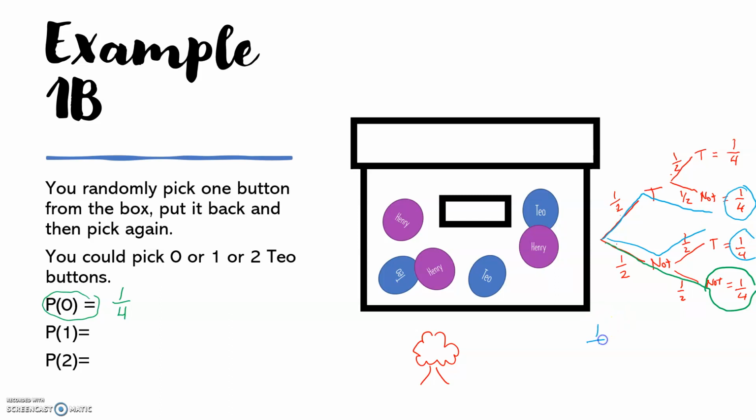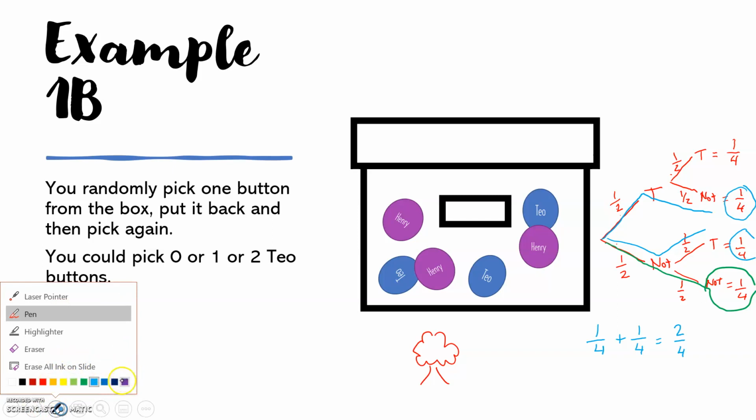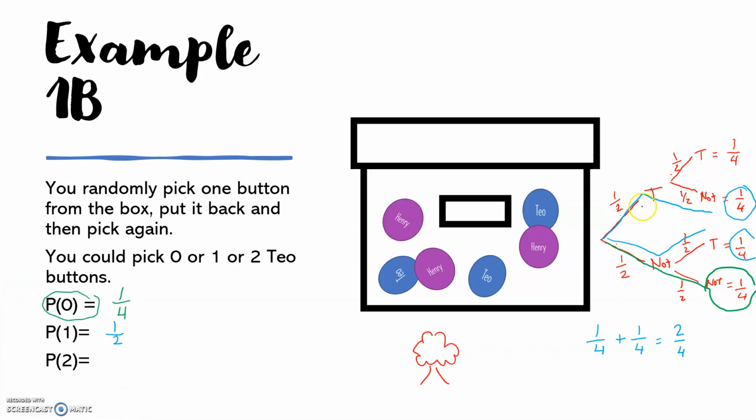So I'm okay with either getting tail button on the first try or getting tail button on the second try. So I'm going to add those 2 probabilities together. I get 2/4, which is 1/2. And then for the last one, I'm going to look at the probability of getting a tail button each time. So that would be this branch of the tree. So that would be 1/4.